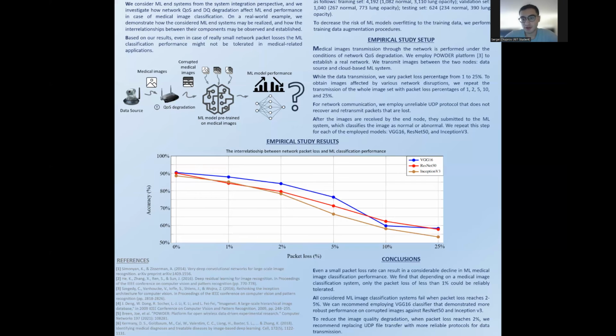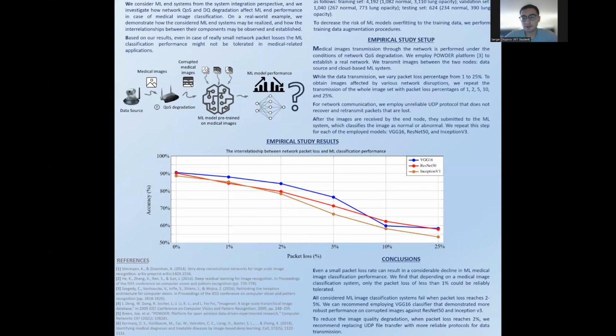Even a small packet loss rate can result in a considerable decline in machine learning medical image classification performance. As you can see, depending on a medical image classification system, only a packet loss of less than 1% could be reliably tolerated. Other considered machine learning image classification systems fail when packet loss reaches 2 to 5%. What can we recommend in this case?